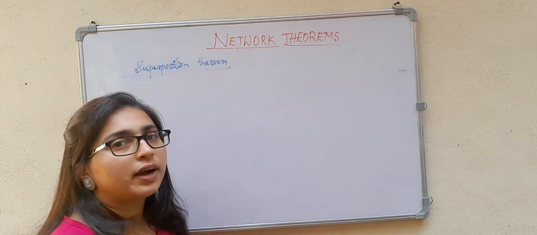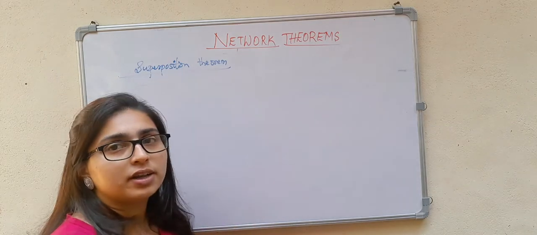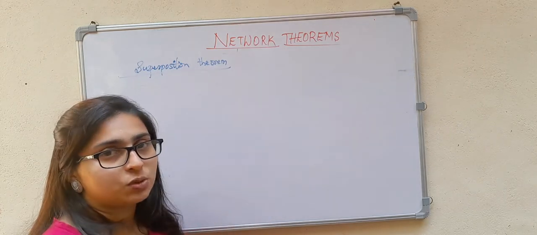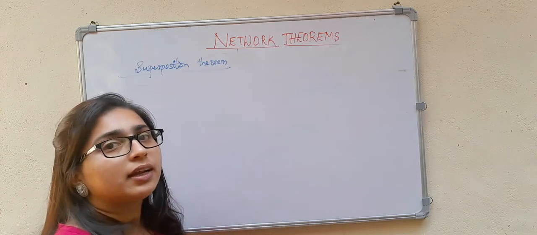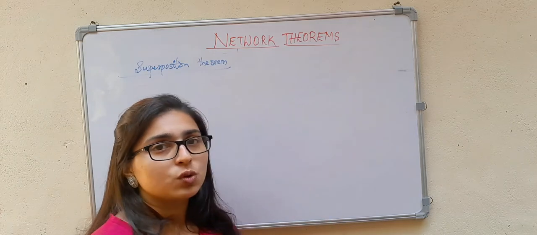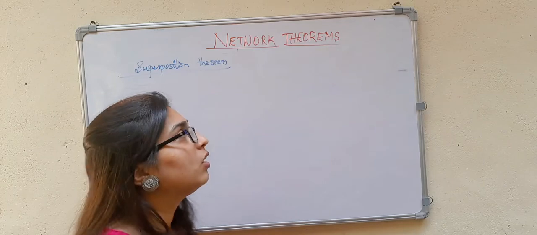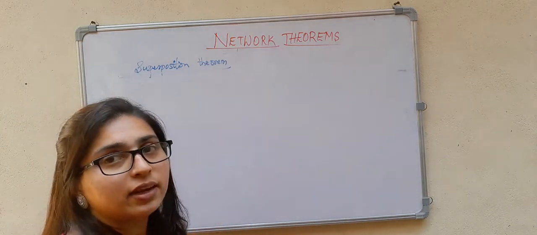Suppose I have to find the current through a particular element. That element will be our area of interest. Now if I have two voltage sources, I will consider the first source and see its effect, and then I will consider the second source and its effect on that area of interest, that is, that element. So that is the superposition theorem. Then what does it state?